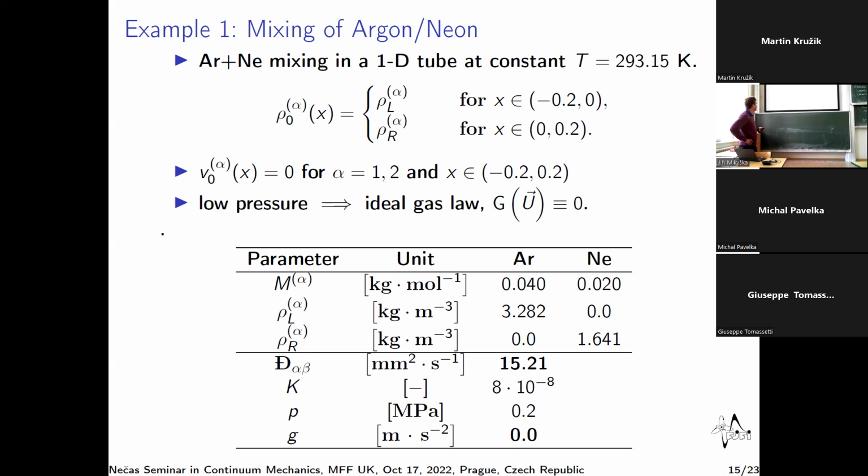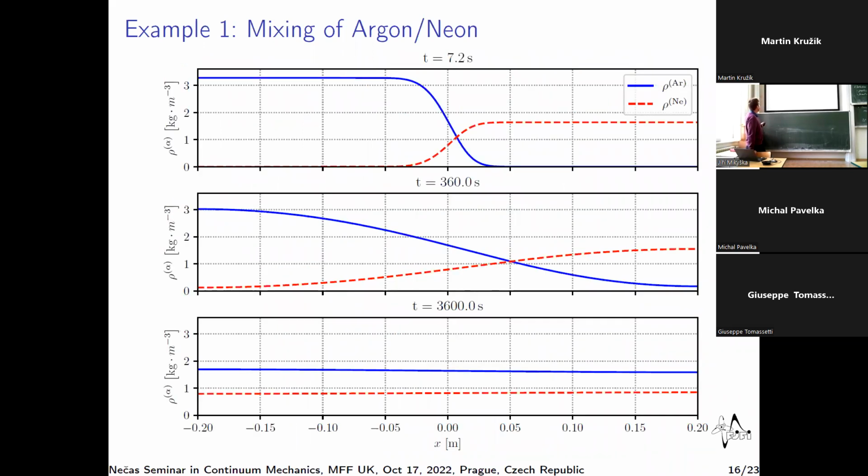And here we have molar weights and the densities, and these are the coefficients from the Maxwell-Stefan model, and this is the K, which is not available anywhere, but we needed to tune it. So this is our suggestion. This is the common pressure in these 2 parts, and no gravity. In the beginning, the blue one is argon, constant and jumping to 0 here, and neon is the red one, was 0 here, jumping to this value and continuing here.